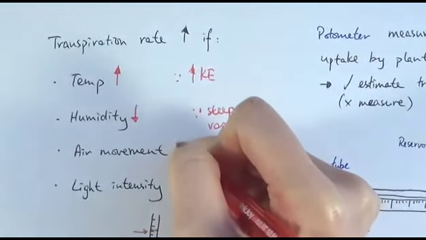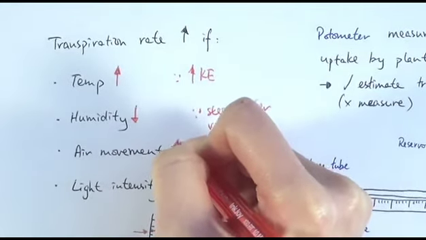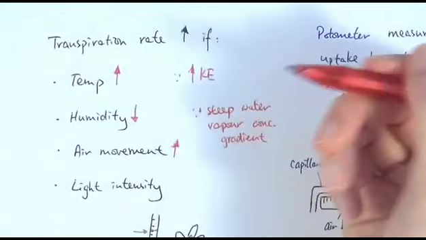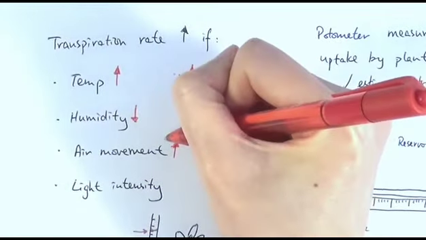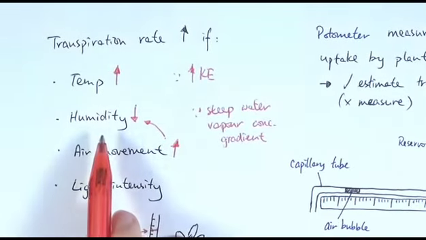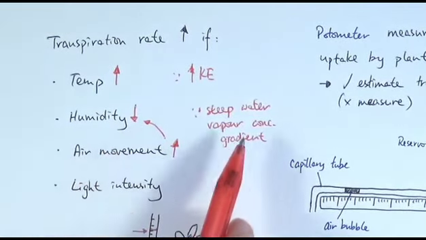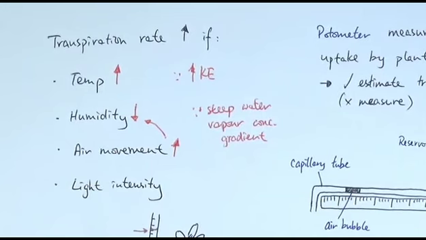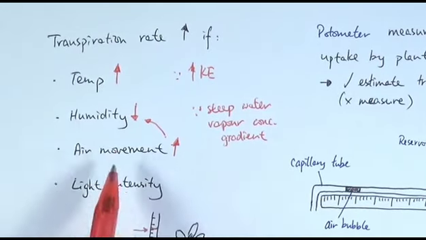If there is more air movement, so if it's windy, then again it will also lead to an increase in transpiration rate. I think that's kind of straightforward, because if there is a lot of wind outside, then the relative humidity outside the leaf will also drop, therefore maintaining a steep water vapor concentration gradient. So these two points are very much interlinked.